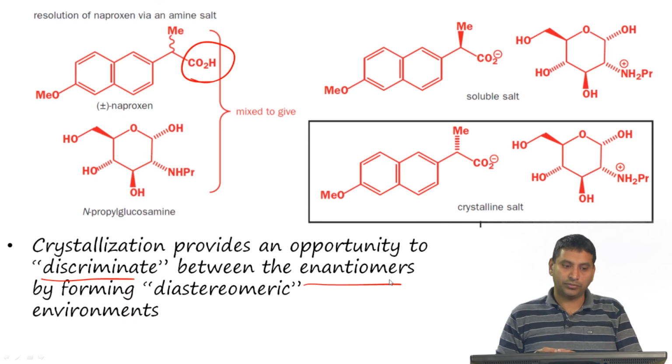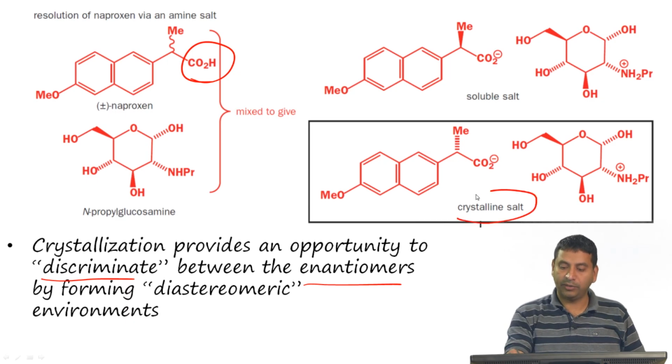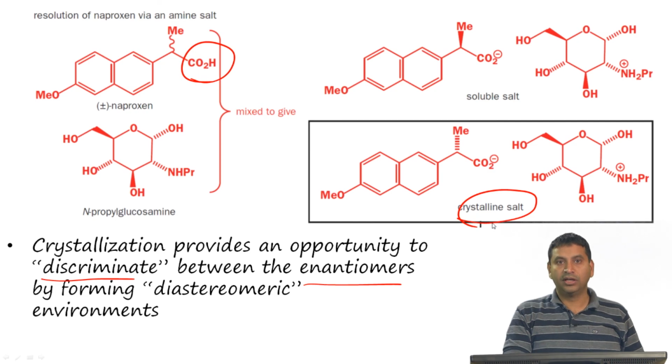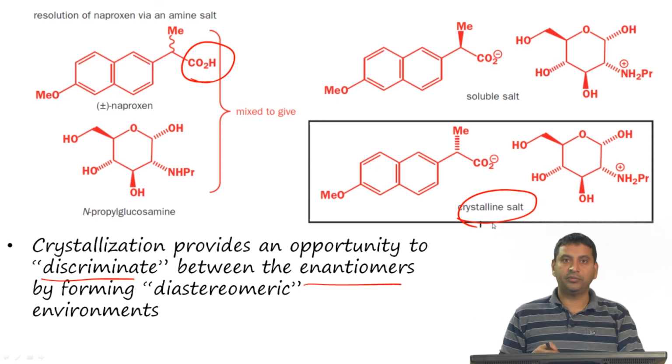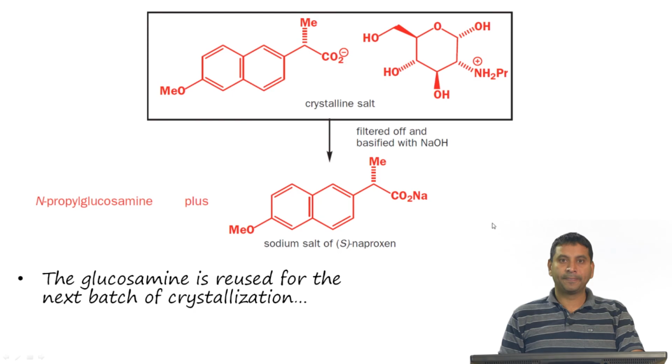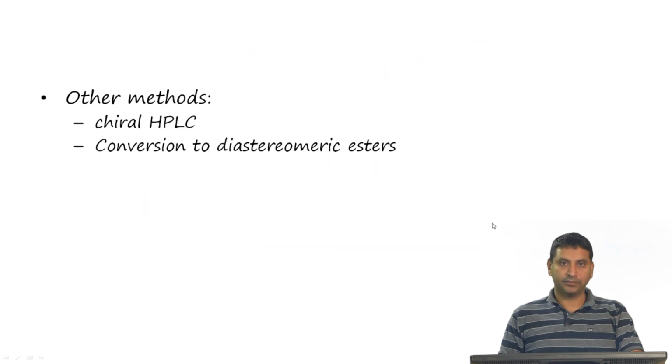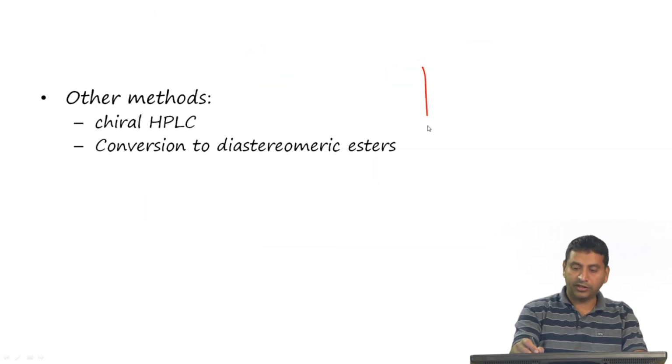pure enantiomers. The way this is done is, you can make a crystalline salt of this molecule with N-acetylglucosamine, and then once you separate it out, the soluble salt is separated out, and the crystalline salt as N-acetylglucosamine can be further processed. And now, the glucosamine can actually be recycled after this. Once you filter it off, then you can use the glucosamine for the next batch of crystallization. Of course, there are other methods that one could use.